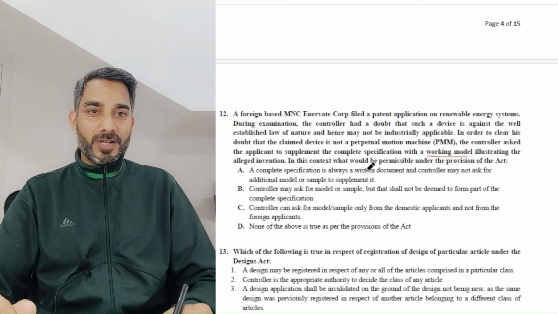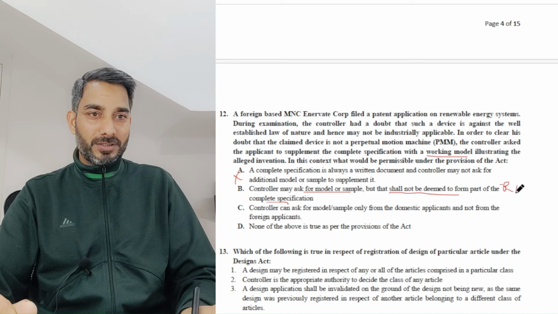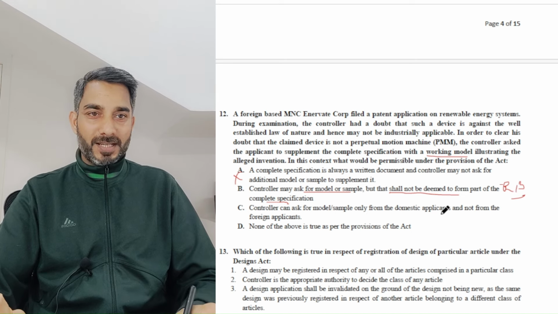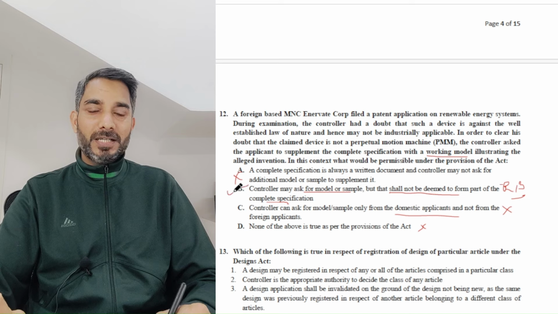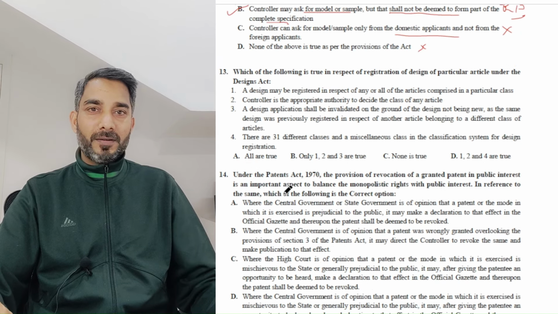A complete specification, always a written document, and controller may not ask. Nope, wrong. Controller may ask for a model. Yes, but shall not be deemed to be part of it. Yeah, this is perfect. You know what rule is this? Rule 13. Controller can ask for model sample only from the domestic applicants. Nope, nothing like it. None of the above is true, nothing. So I think we got our answer, 12B. Let's go to the next one.